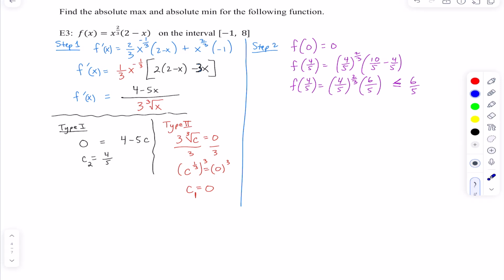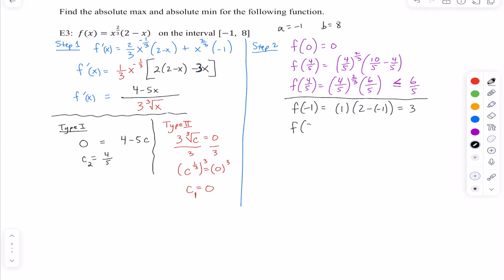Now we need to evaluate the endpoints. So we need to evaluate f of -1, right? Remember, a is -1, b is equal to 8. We've got to evaluate the endpoints. And the other one is f of 8. Cube root of 8 is 2. 2 squared is 4.